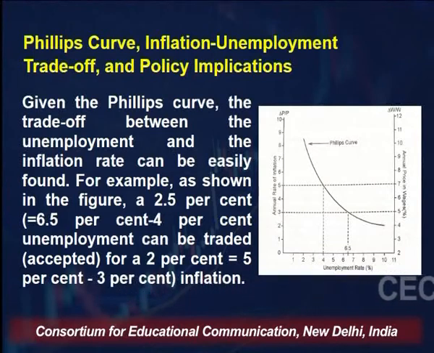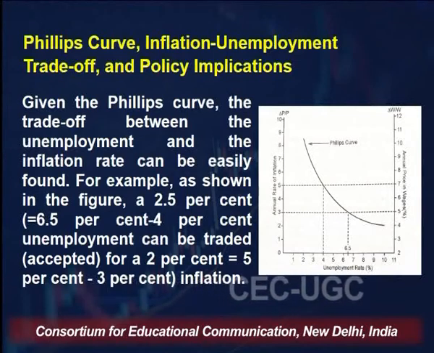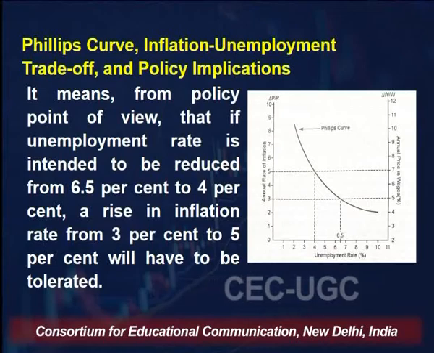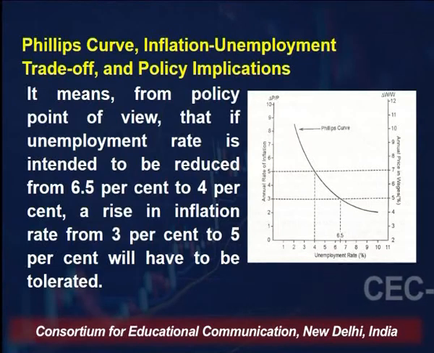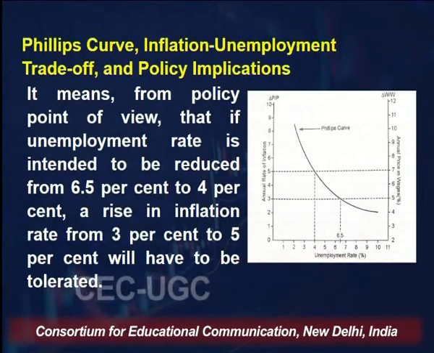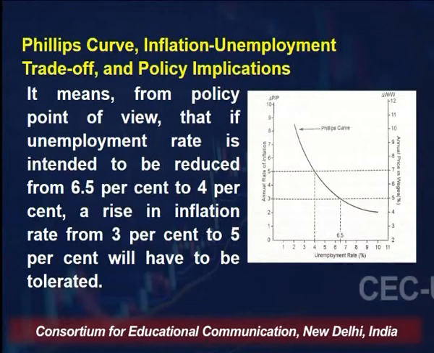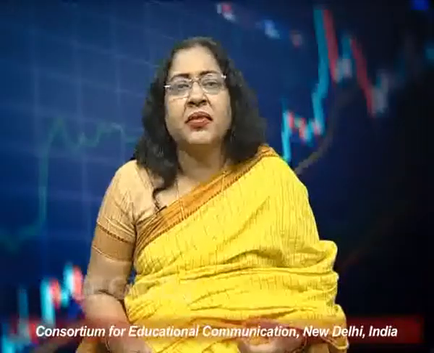For example, as shown in this figure, 6.5% unemployment can be traded or accepted for 2% inflation. It means that from a policy point of view, if the unemployment rate is intended to be reduced from 6.5% to 4%, a rise in the inflation rate from 3% to 5% will have to be tolerated, because there is an inverse relationship.